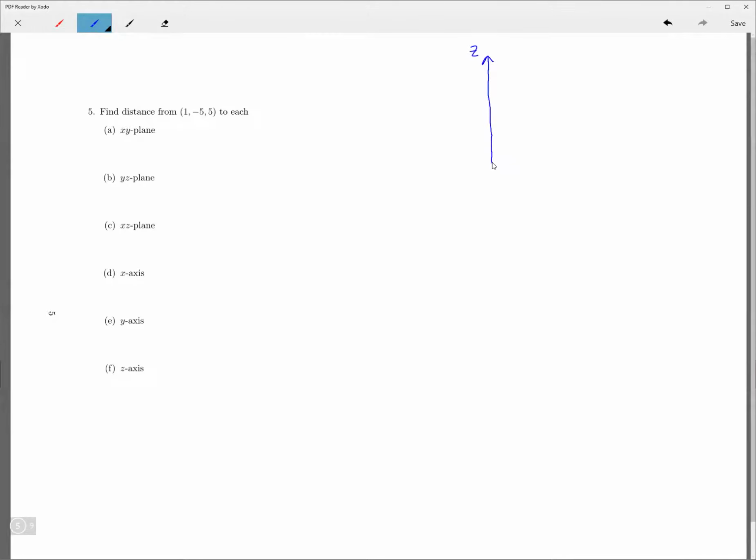So there's z. Here's y. And here's x, and the point is 1 here, and negative 5 on the y, right? Okay, so that's already putting us over here. And then 5 on the z axis. So let's just say that's 5. So the point's going to be right there.